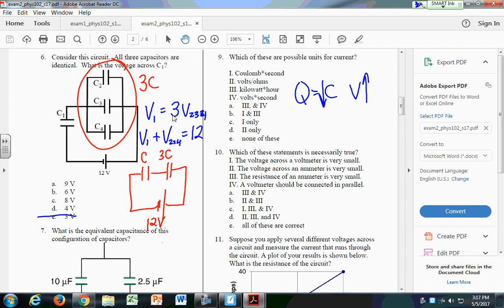Or rather, I'm sorry, what number plus 1/3 of itself is going to equal 12? So that's going to be 9 volts plus 3 volts is equal to 12. So the answer here is going to be 9. It's the biggest voltage that's there.